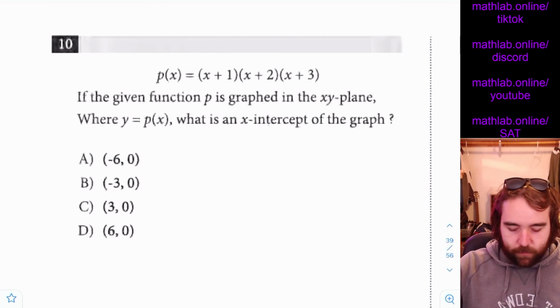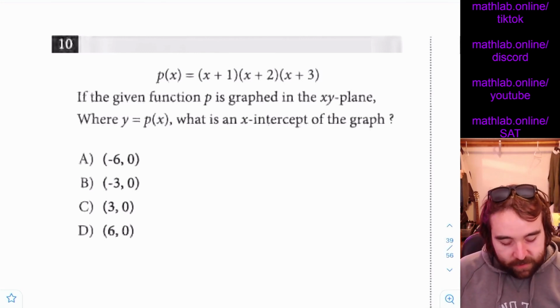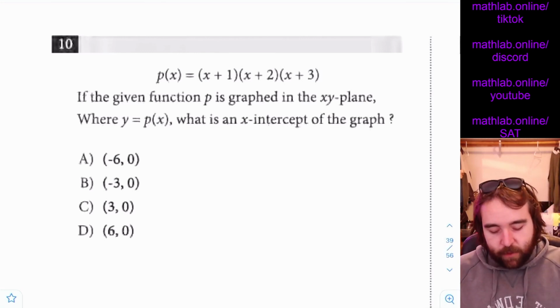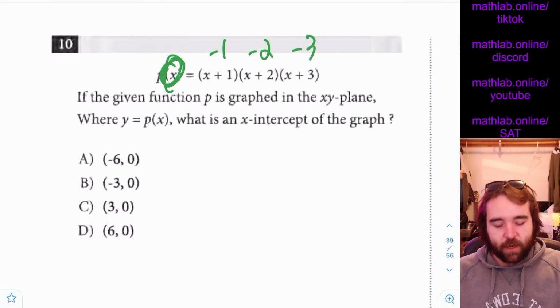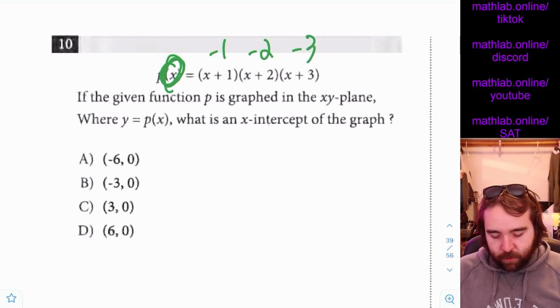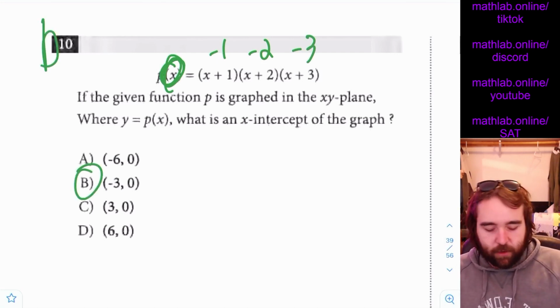Okay, next. If the function is graphed, what is an x-intercept? So there's a lot of x-intercepts, right? This is where you go, how do you find an x-intercept? You set the whole function equal to 0. So negative 1, negative 2, negative 3. So all of those x values would be the correct answer. They have negative 3.